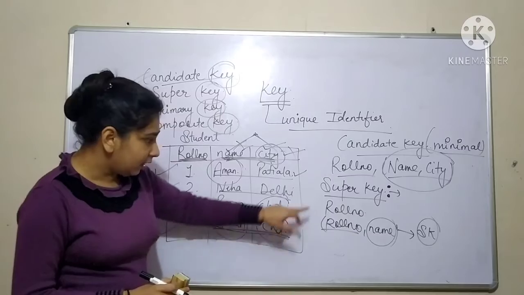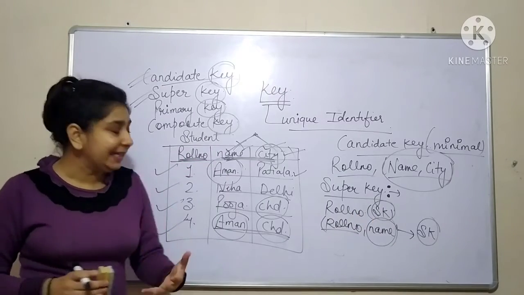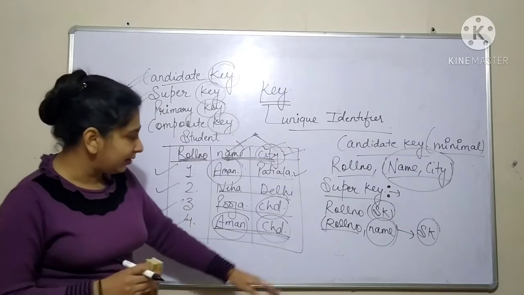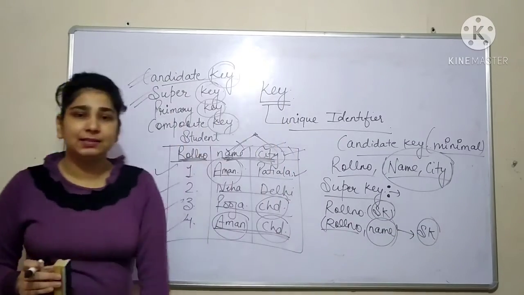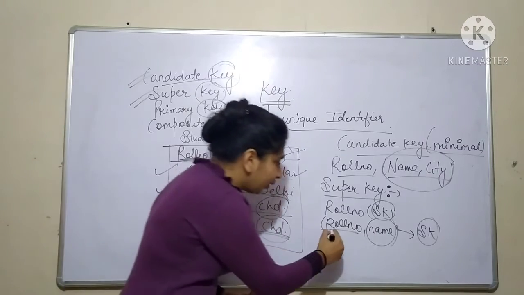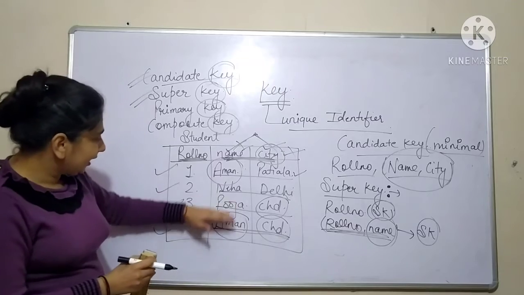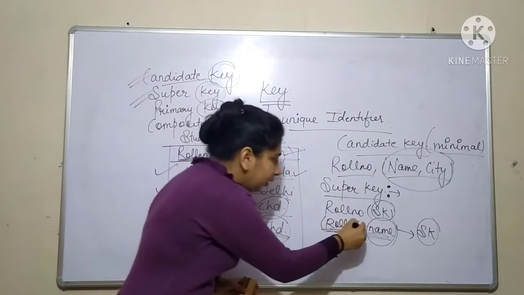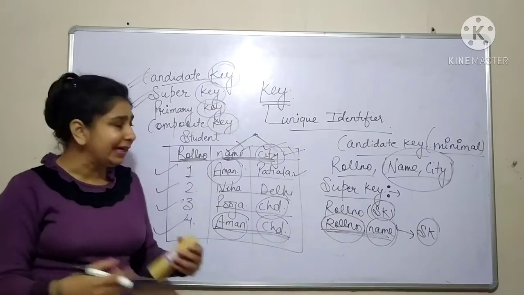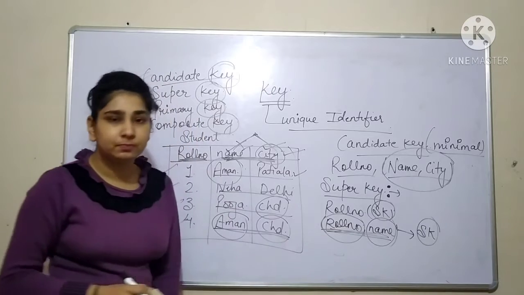Okay, roll number alone is also a super key, but adding any number of extra attributes to the minimal key, we can call it a super key. These together will also be uniquely identifying each and every record of the table. Roll number alone is enough, but you can add any number of attributes to it.